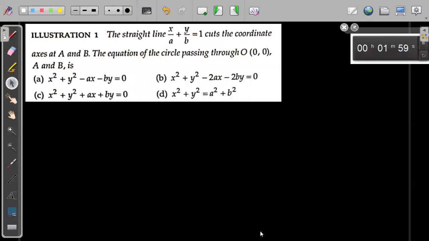Yes, Ashwin, correct. No, Kaushik, check the answer. Yes, A is correct. Please check. You should get A as the answer. Everyone, please check.